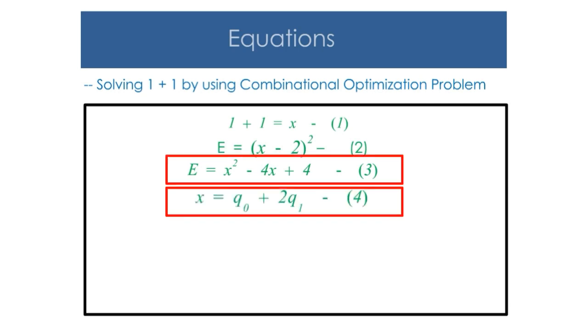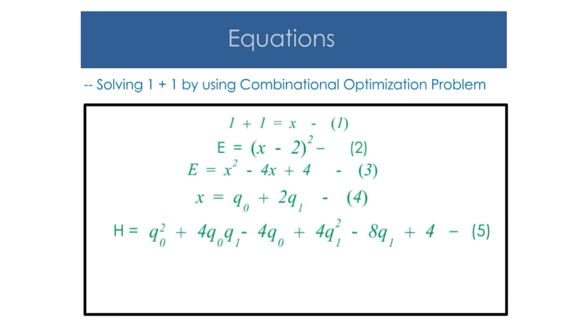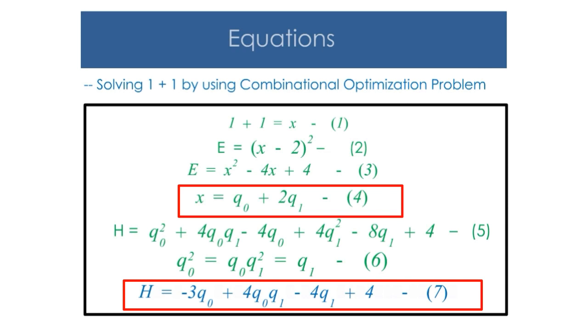and substitute equation 4 and 3 to get the Hamiltonian equation form given in equation 5 through expanding it. We can make this equation simple by using binary rules given in equation 6, and finally we get equation 7. We will use this equation to solve 1 plus 1 on QUBO.